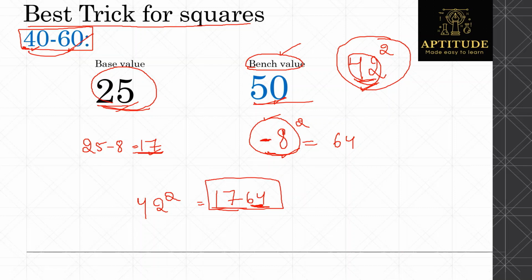Seems to be very simple, right? There is no need to use any other tricks and no need to find any other squares here except this difference. And the difference will always range from 1 to 10. Obviously we know squares of 1 to 10, so that will not be a great problem. The only thing you need to remember is that the bench value should always be 50 and the base value should always be 25. Now let's solve some more examples so that we get a better idea of this.